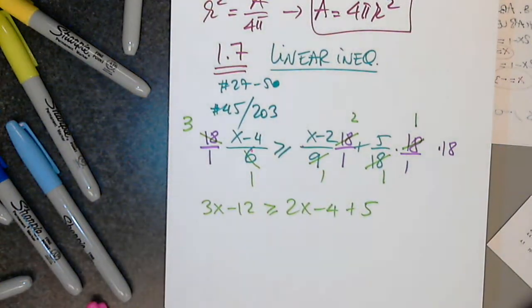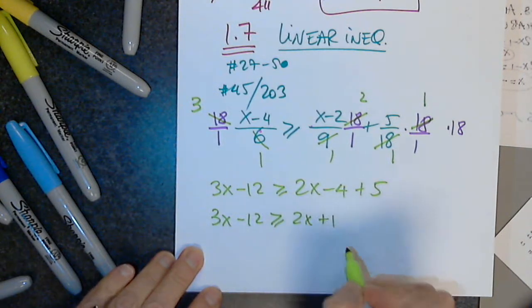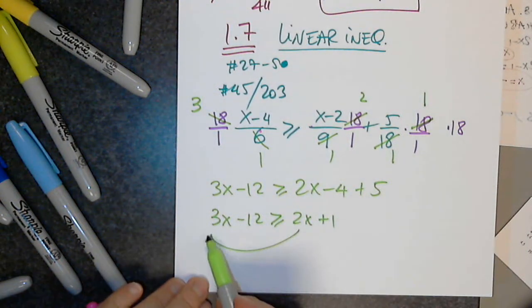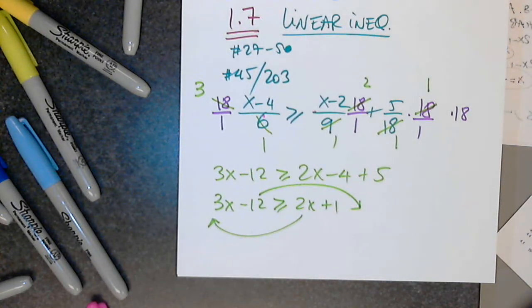Good. Now I have to combine like terms, both sides. And then like with an equation, I move terms around. So 3x minus 12 greater than or equal to 2x plus 1. I want 2x here and I want negative 12 there. What will you tell me to do next? Right, just tell me what to write. I always start with the variable. The variable is the focus. 12 can wait.